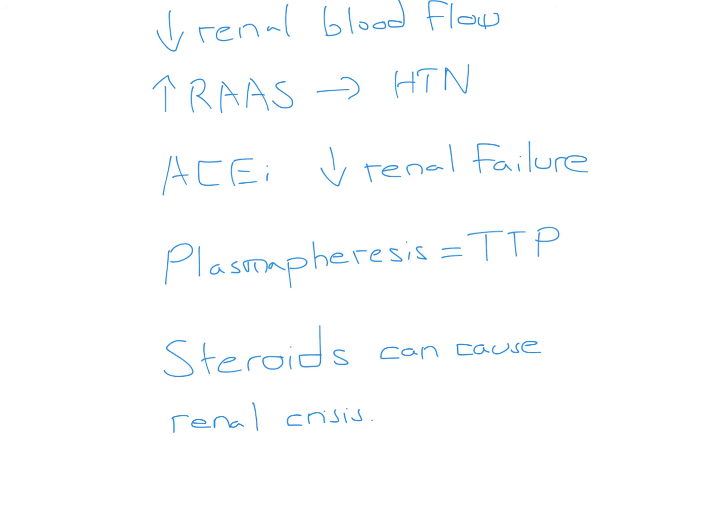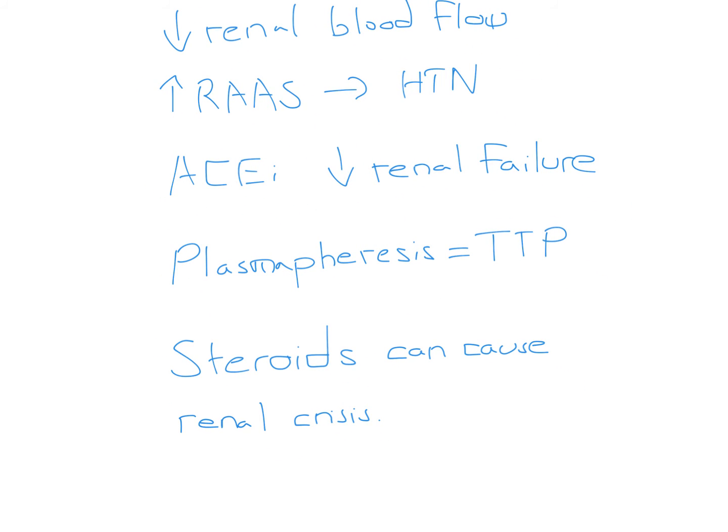And then you want to counteract that effect by giving the person an ACE inhibitor. RAS stands for the renin-angiotensin-aldosterone system, and ACE inhibitors inhibit this system. You want to do that by inhibiting the conversion from angiotensin 1 to angiotensin 2. So you're blocking and knocking out this part of the RAS system. That's going to help these patients reduce their renal failure.